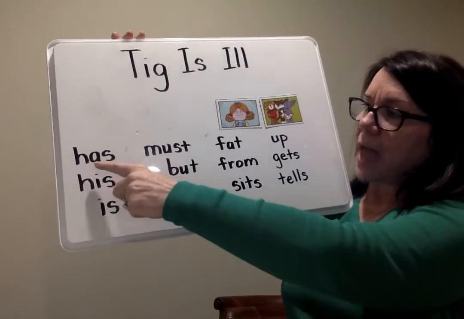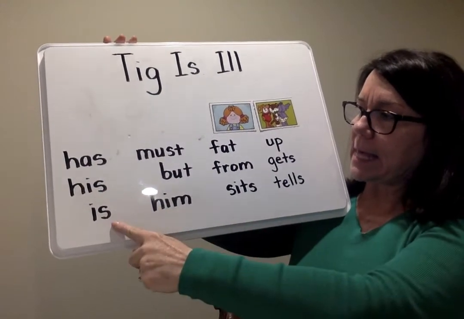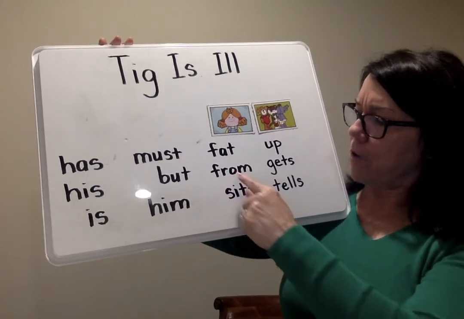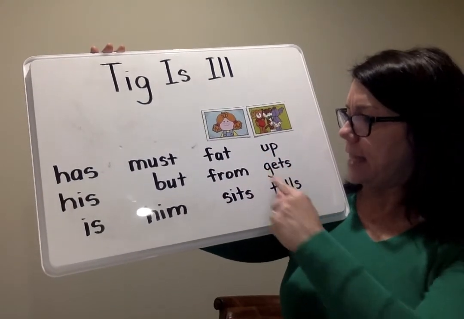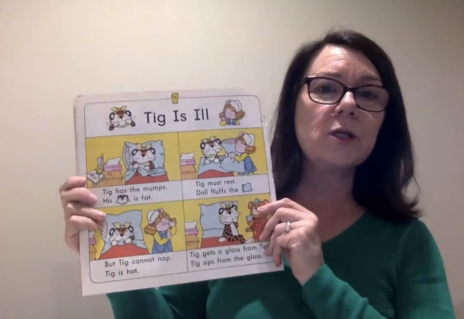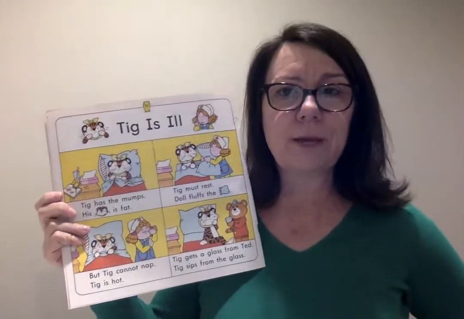All right, let's read them. Has, his, is, must, but, him, fat, from, sits, up, gets, tells. So that is some of the vocabulary that we're going to be seeing in our story called Tig is ill. I want you to go get your Letterbook V so you can look at the illustrations with me.